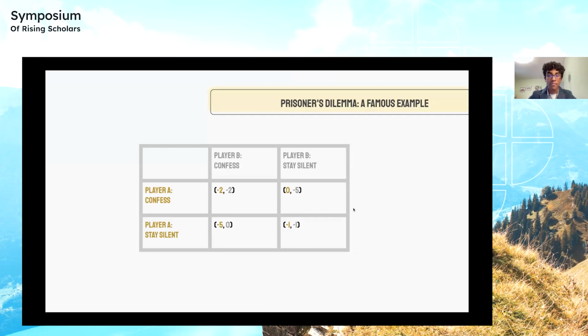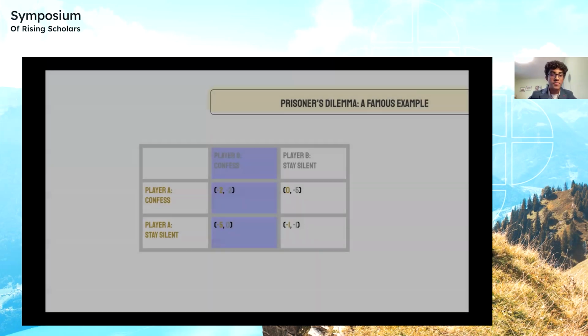This is what's called a payoff matrix, and it shows the approximate jail times of each of the situations. If player A confesses and player B confesses, and they both try to take the plea deal, they both get 2 years in jail. If player A stays silent and player B confesses, or the other way around, the one that confesses gets 0 years in jail, and the one who stays silent gets 5 years in jail. And finally, if they both stay silent, they both get 1 year in jail.